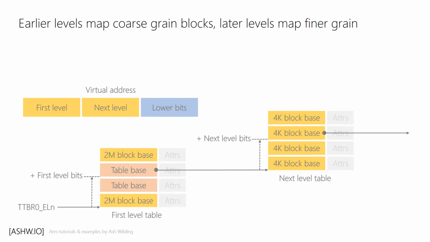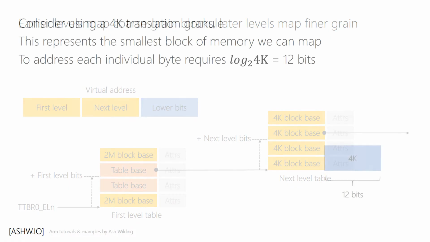The idea here is that earlier levels map coarse grain blocks, whereas later levels map finer grain blocks. Using these next level tables does come at a cost though. Firstly, we need more tables, which each consume additional memory, and there's also additional lookup overhead if we miss in the TLB.